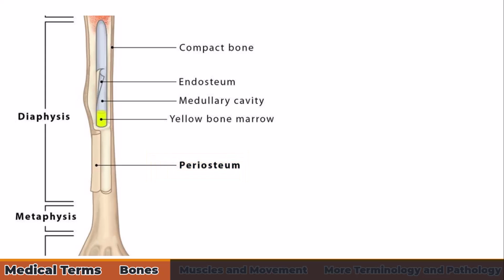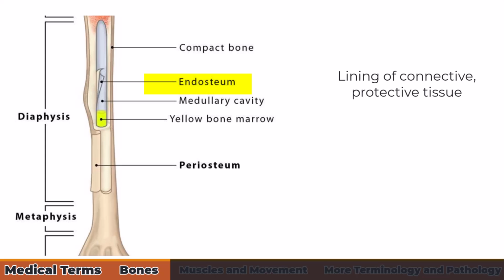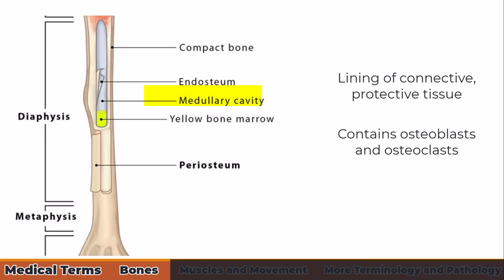Beneath the periosteum is compact bone, which is hard and dense, and if we look inside the medullary cavity, we see the endosteum. Like the periosteum, it is a lining of connective, protective tissue. It contains osteoblasts and osteoclasts and provides a surface for bone growth and repair.